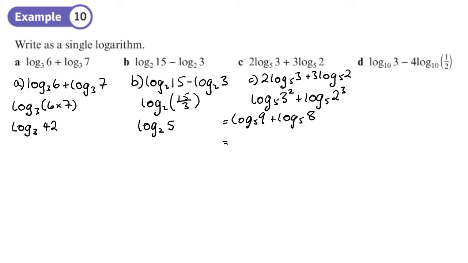Okay, so after that, that's log to the base 5 of 9 times 8, which is log to the base 5 of 72.